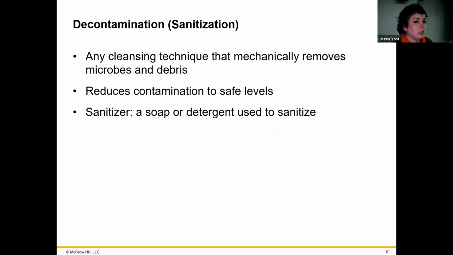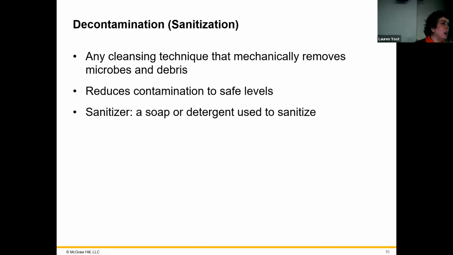Decontamination, which we can also call sanitization. This is anything where we have actual removal of the microbes, so physical removal of the microbes or mechanical removal, however you want to think of it. We're literally removing them physically from that environment. So washing your hands removes them physically from your environment. This also often is used to talk about removing debris as well.